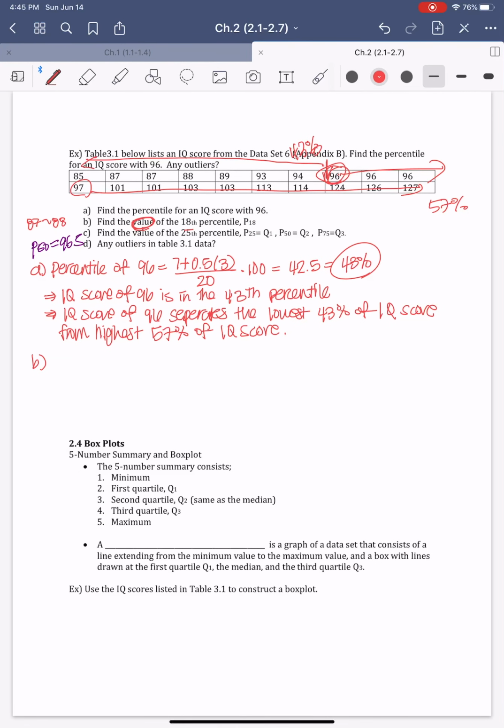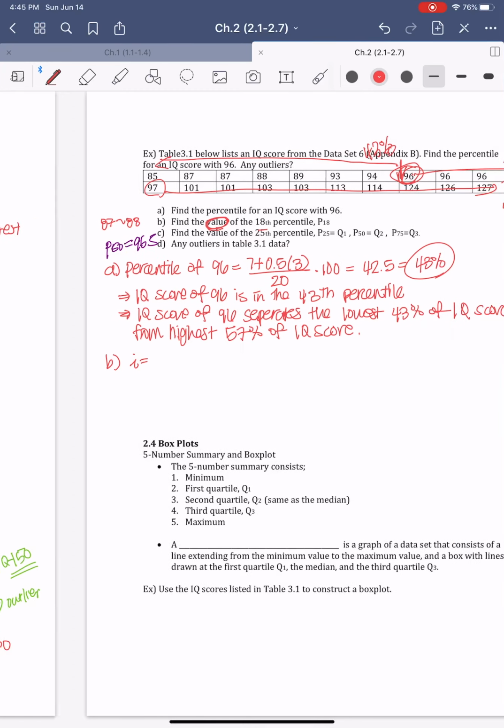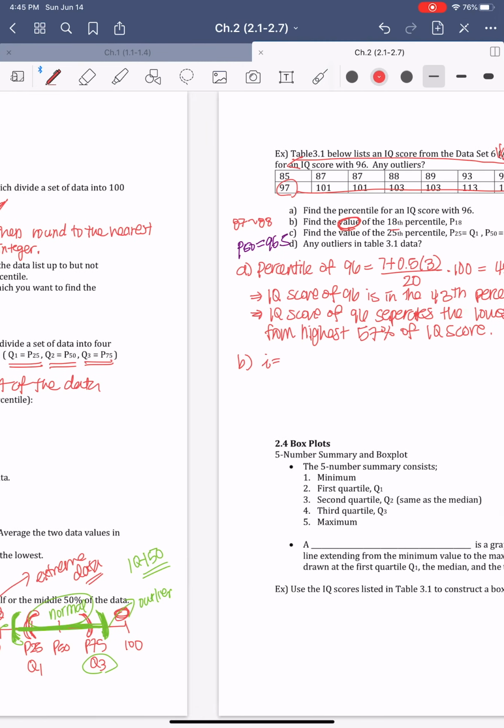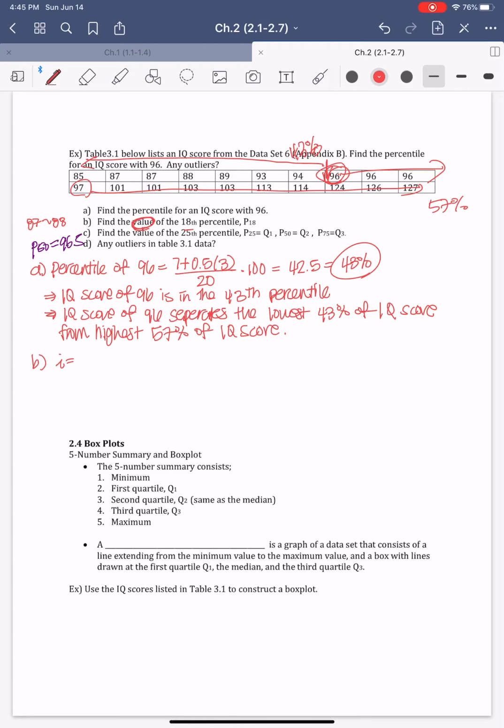So i is equal to k over 100 times n plus 1. k is the percentile in question, so this is 18 over 100. n is the sample size, there's 20 data plus 1. So I got 3.78. Well, 3.78 is not a whole number.